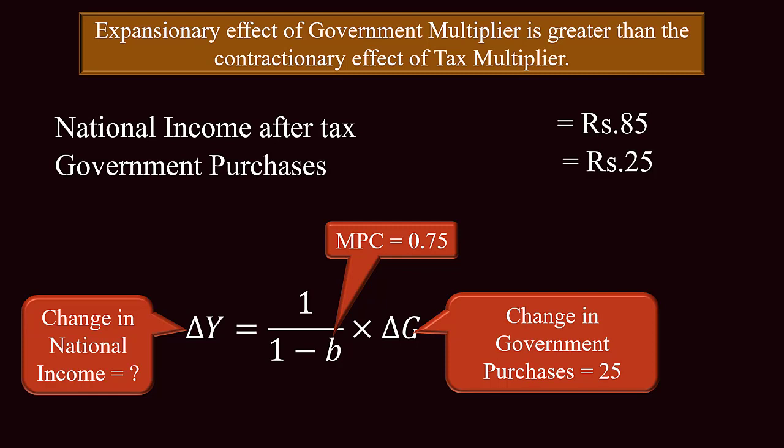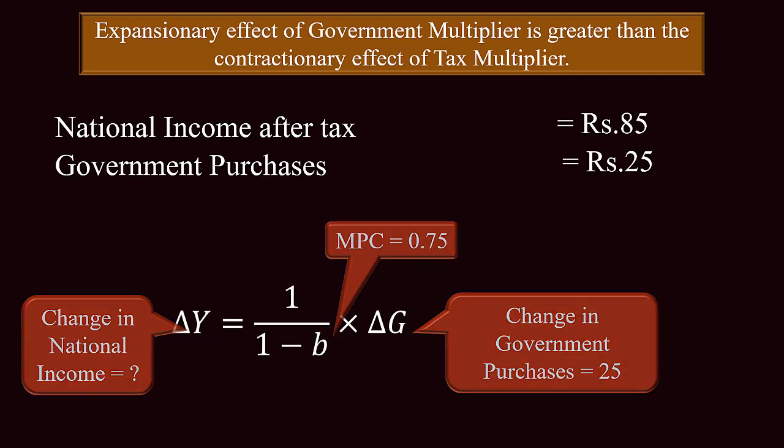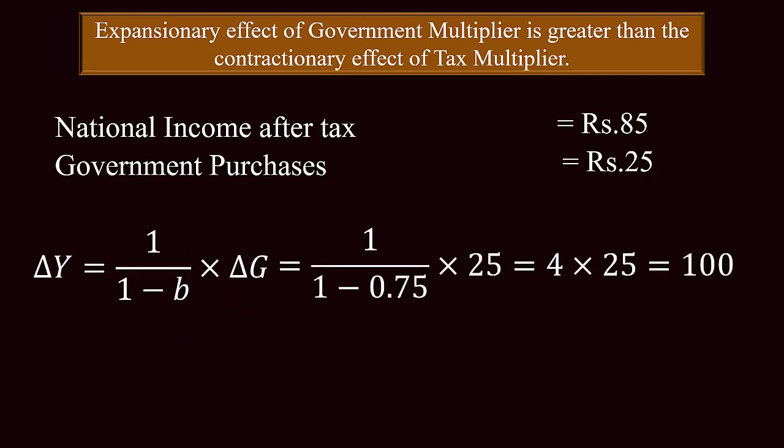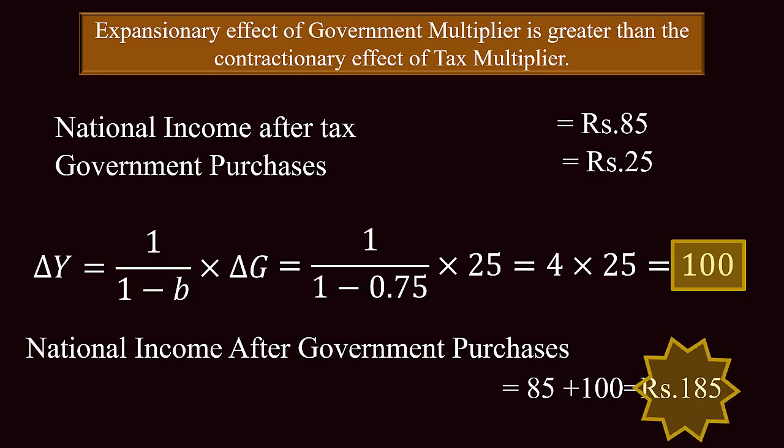Change in government purchases is 25 rupees, MPC 0.75. Delta y equal to 1 over 1 minus 0.75 times 25, 4 times 25, 100. When government purchases increased by 25 rupees, it will increase the national income by 100 rupees. The national income is 85 rupees plus 100 rupees, 185 rupees.